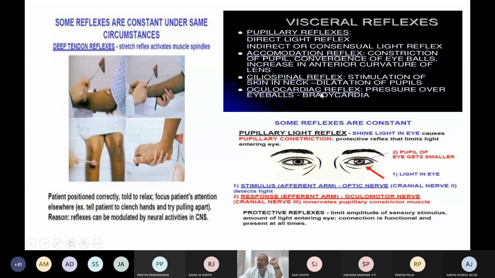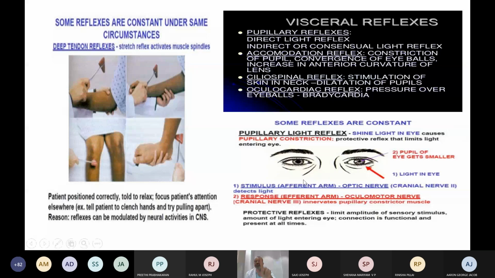Then oculocardiac reflex. You are going to apply pressure over the eyeball. You are going to see the response in the form of bradycardia. You listen through the stethoscope over the apex of the heart, hearing the heart sounds, and count the heart rate for one full minute. The heart rate will be reduced, bradycardia.